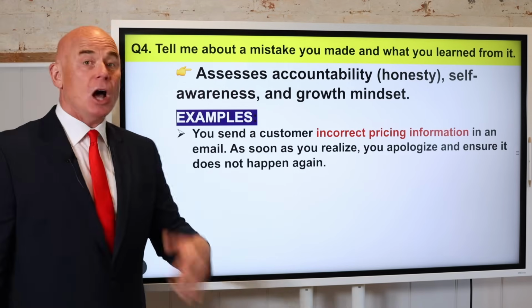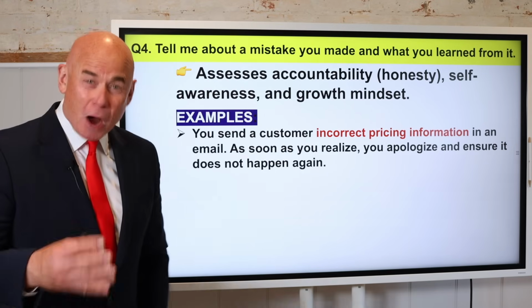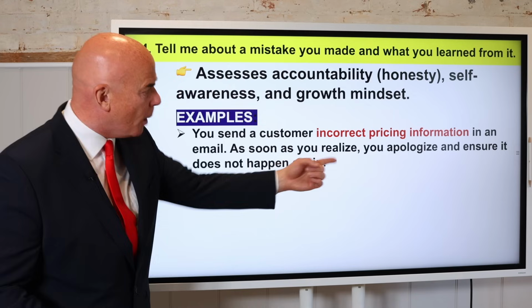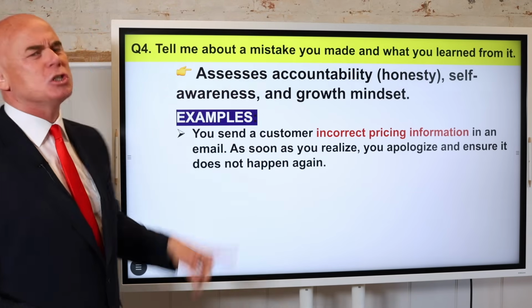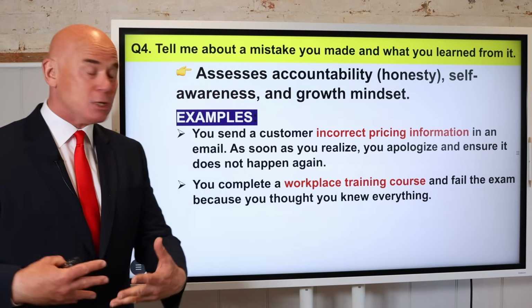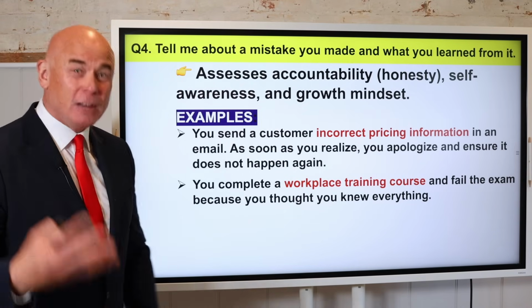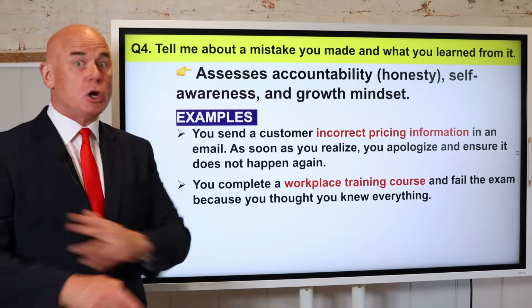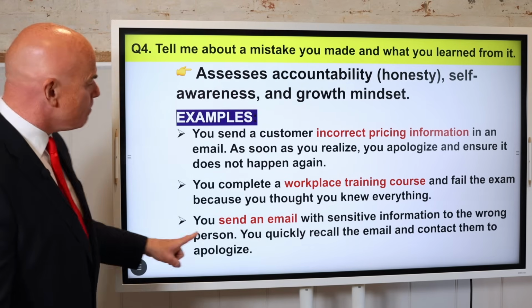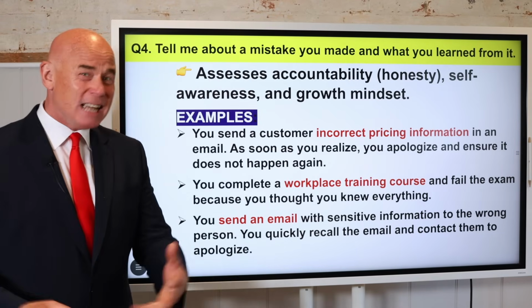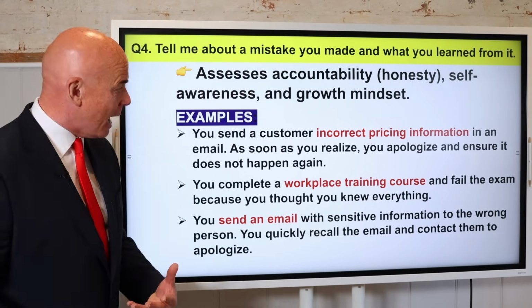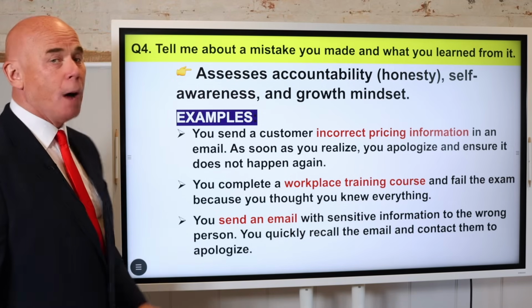You send a customer incorrect pricing information in an email. As soon as you realise, you apologise and ensure it does not happen again. Another example, you complete a workplace training course, but you fail the exam because you thought you knew everything about the subject. And a final example is you send an email with sensitive information to the wrong person. You quickly recall the email and contact them to apologise.